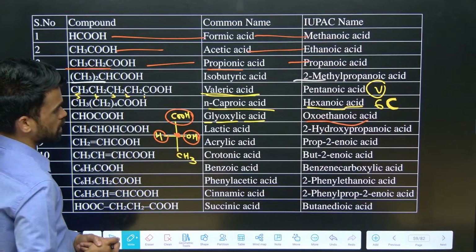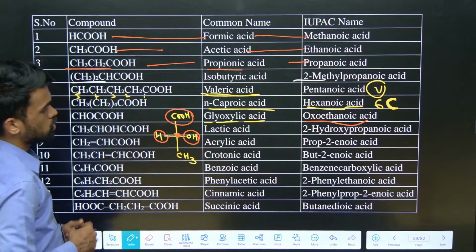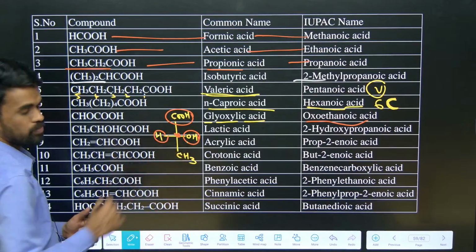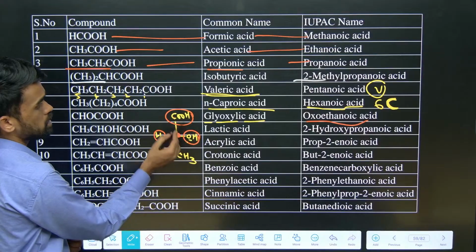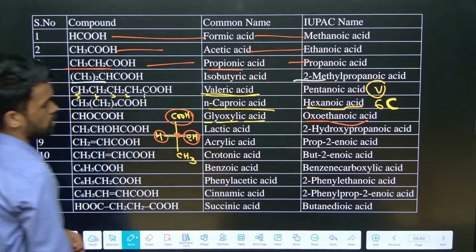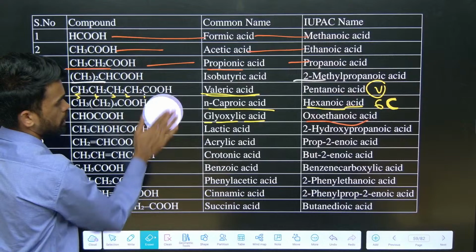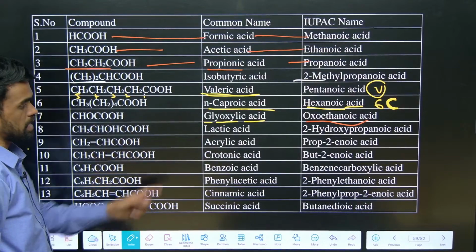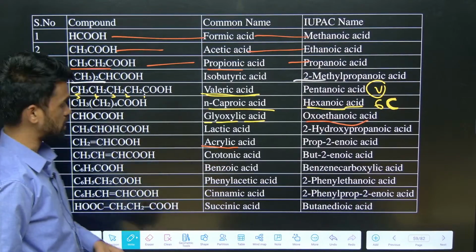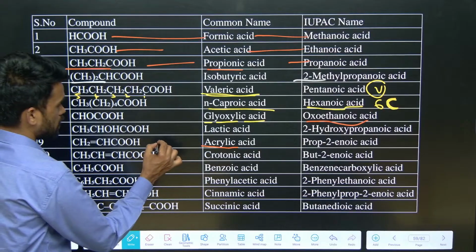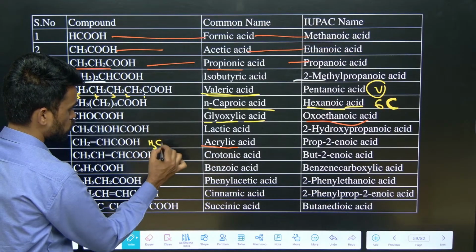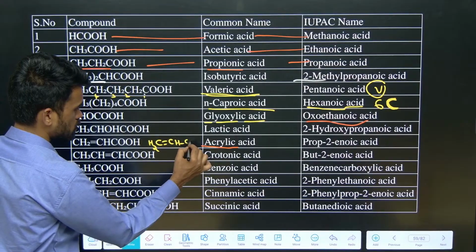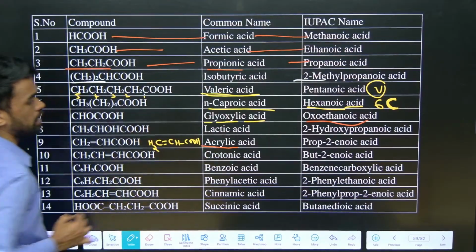What is the IUPAC name? 1, 2, 3 are there now. So propane, second position hydroxy: 2-hydroxy propanoic acid. That is called lactic acid. Okay, next, acrylic acid here. What is this? Acrylic acid means you just remember it as CH2 double bond CH COOH. This is called acrylic acid.